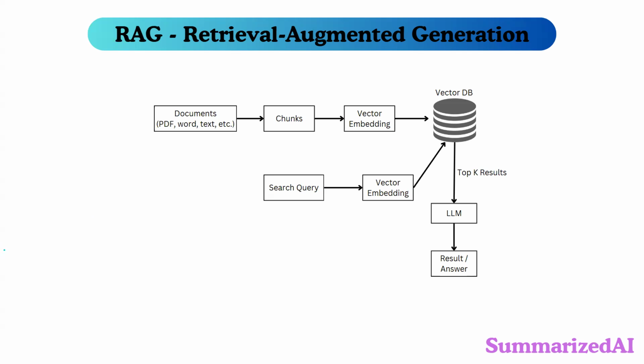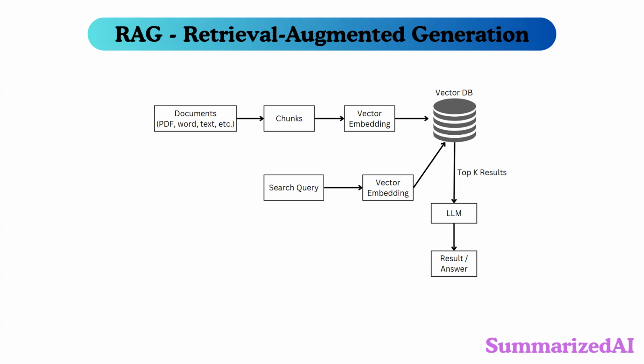Now, when a user submits a query or prompt, the system converts the query into a vector embedding as well. This query vector is then compared against the vectors stored in the database to find the most similar chunks. The database returns the top K related results, which are the pieces of content most relevant to the query.